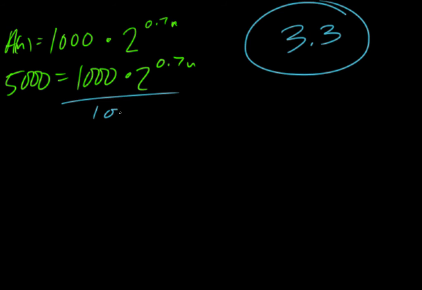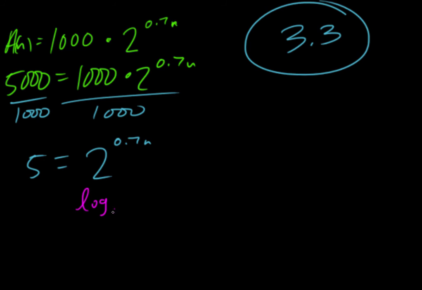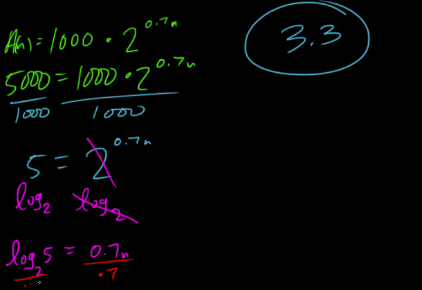Okay, we go through the algebra. We divide both sides by 1,000. So that's going to give us 5 is equal to 2 raised to the 0.7n. Okay, the way we get rid of an exponential with base 2 is log base 2. So these cancel, and we get 0.7n equals log base 2 of 5. Now we're going to divide by 0.7. So we have log base 2 of 5 divided by 0.7 is equal to n. And so we want to figure out what this is.